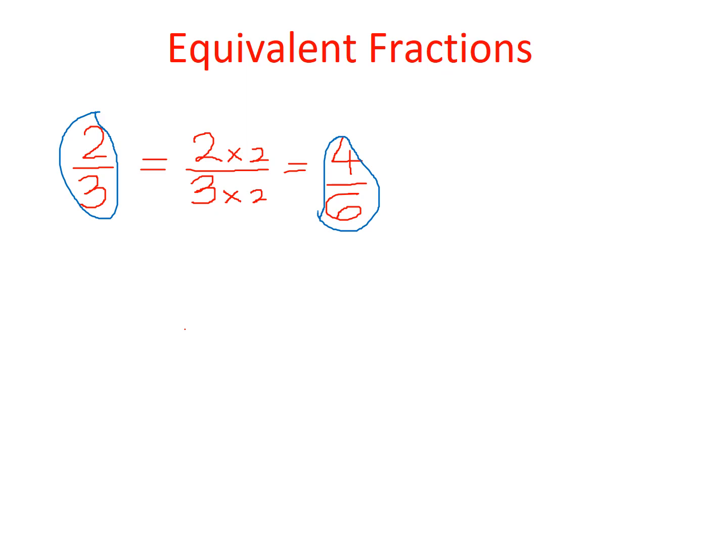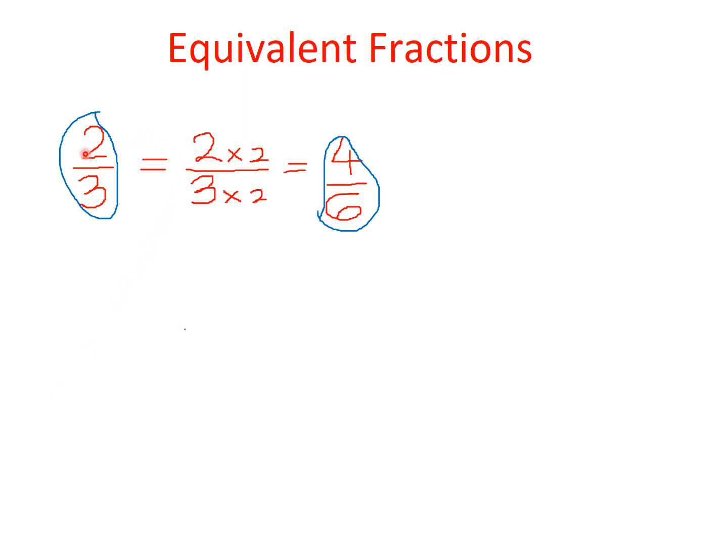So 2 over 3 essentially means the same thing as 4 over 6. Giving someone 2 over 3 of a pizza and giving another person 4 over 6 of a pizza, you've not done any cheating. It's essentially the same thing. It doesn't stop there. You could actually multiply the numerators and the denominators by other numbers. Well, let me show you what I mean.